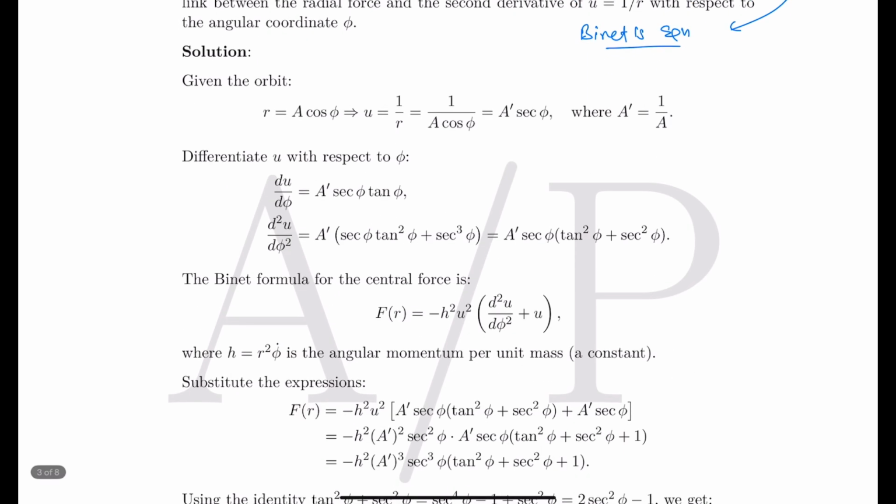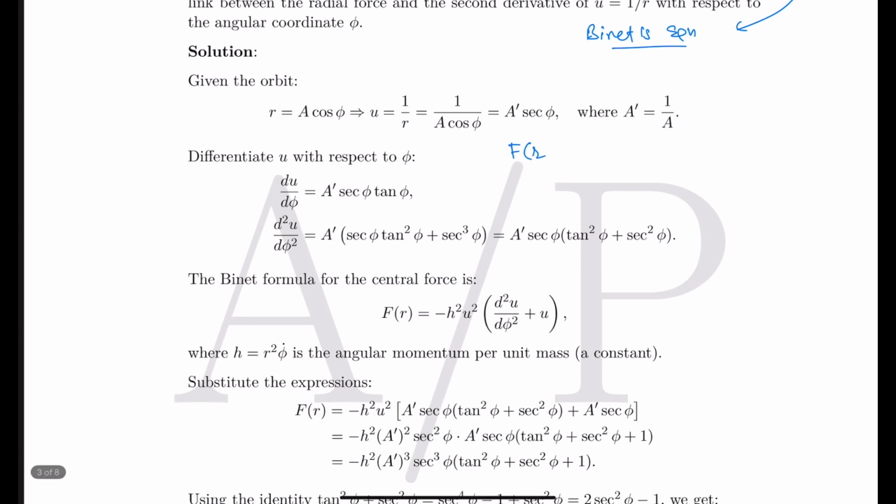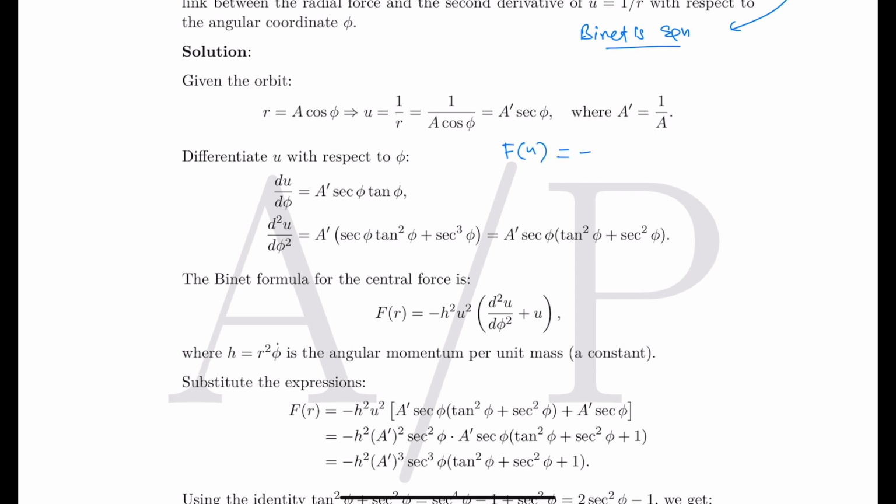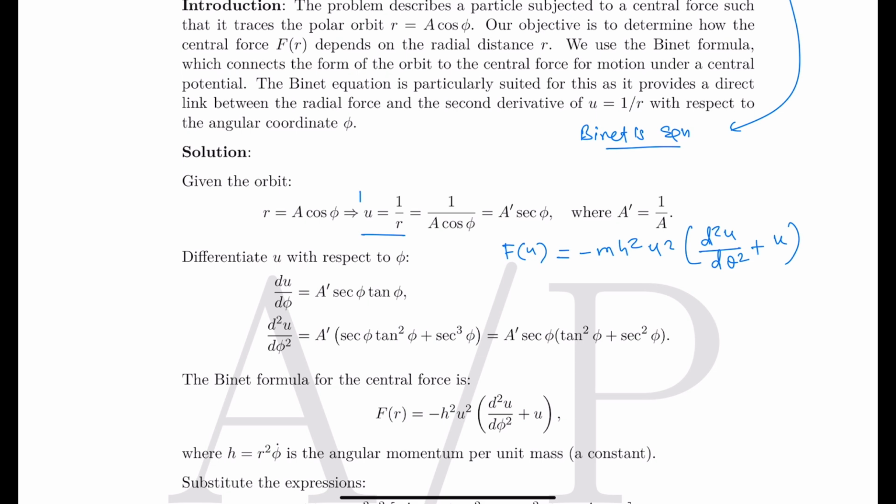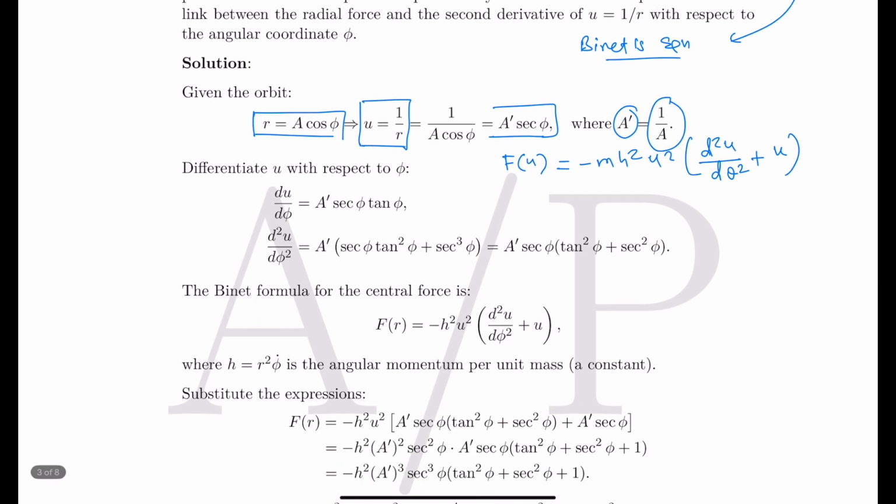So the Binet equation is of the form f as a function of u equals minus m h square u square, times the double derivative of u with respect to theta square plus u. Now the question is, what is u? u is nothing but the inverse of r. So u is 1 by r, and we know that r is a cos psi. In that way, we define u as a prime sec psi, where a prime is the inverse of a.